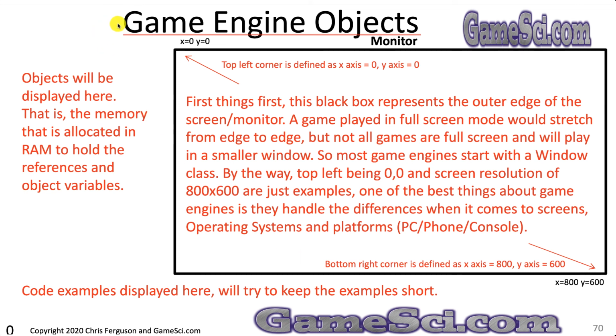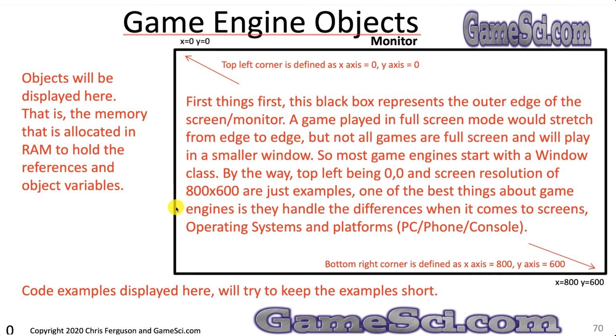Game engine objects. First things first, the black box you see here is the outer edge of the screen or monitor. A game played in full screen mode would stretch from edge to edge of the screen, but not all games are full screen and play in a smaller window. So most game engines start with a window class. By the way, top left being 0,0 and a screen resolution of 800 by 600 are just examples we're going to use in this slide.